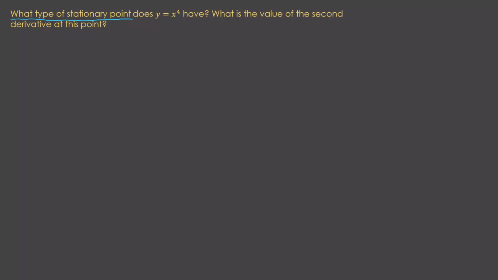What type of stationary point does y equals x to the 4 have? What is the value of the second derivative at this point? Y equals x to the 4, you should know what it looks like. This was in the Year 11 course.